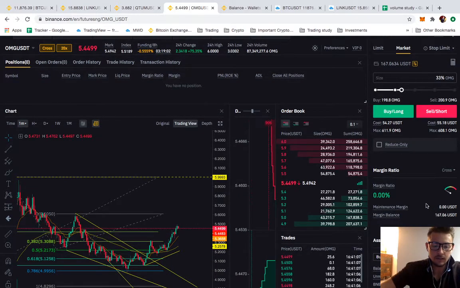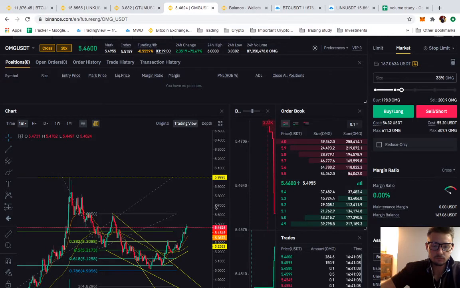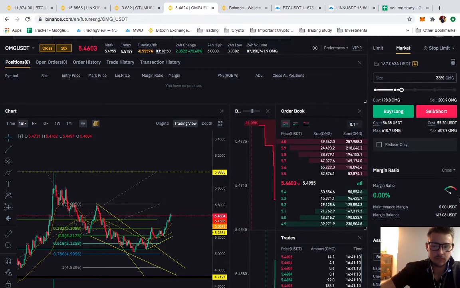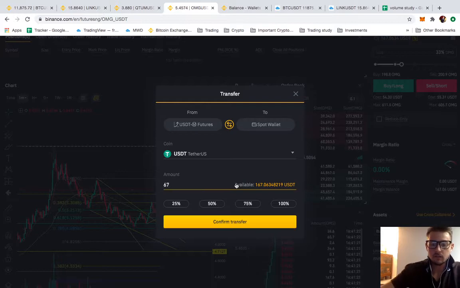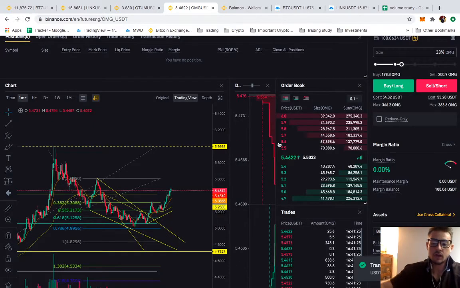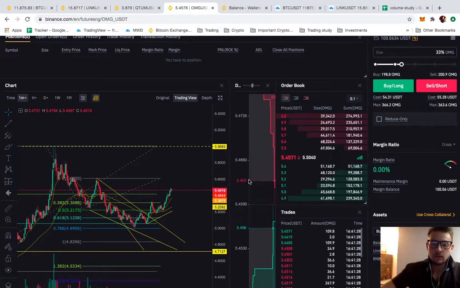So yeah, to get right to the point, that's how important it is. So transfer. I have 0 in my spot right now, no problem. $67, you go and transfer that back to your spot. So you can do that all day long, right?